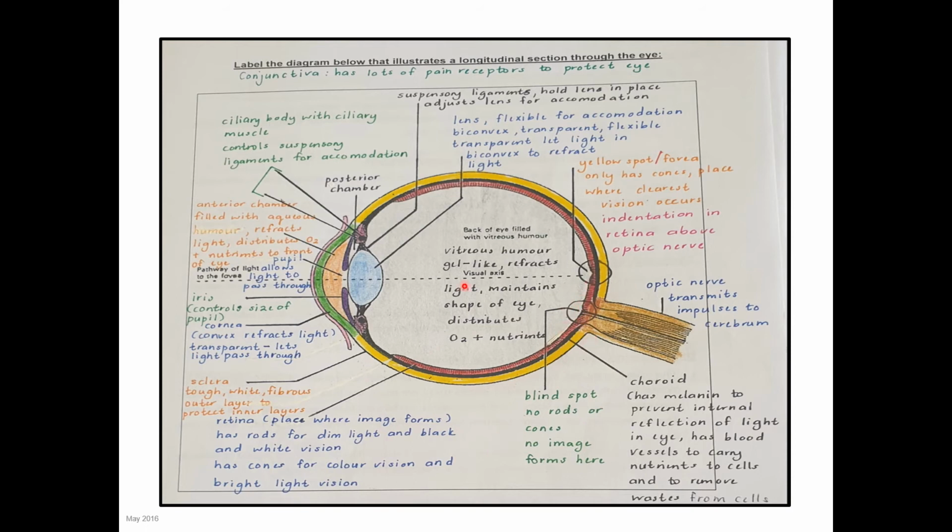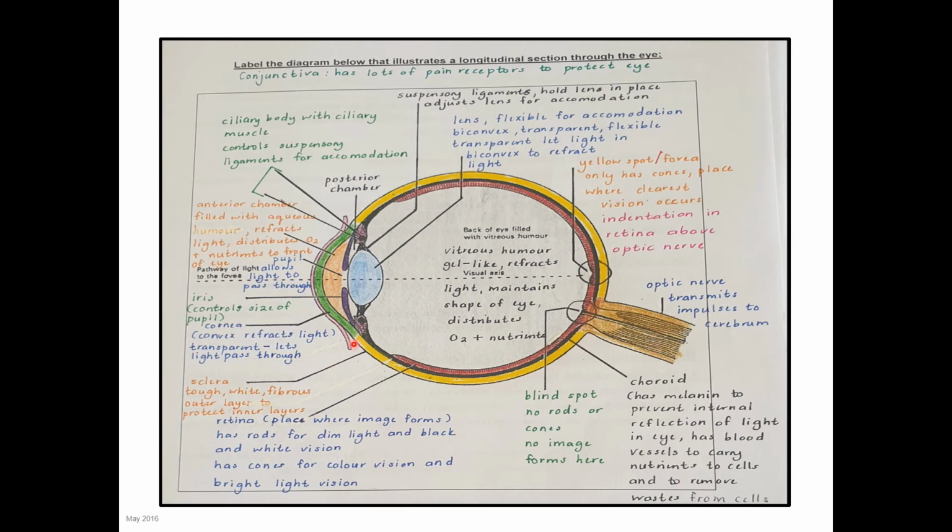This other indentation in line with the lens, that's the yellow spot. That's the place where the clearest image forms, because this area only has cones. Then, this is the back of the eye. The back of the eye is filled with vitreous humor. It's a gel-like layer. It refracts light, maintains the shape of the eye, and distributes oxygen and nutrients to the back of the eye. This is the optic nerve, transmits impulses to the cerebrum.